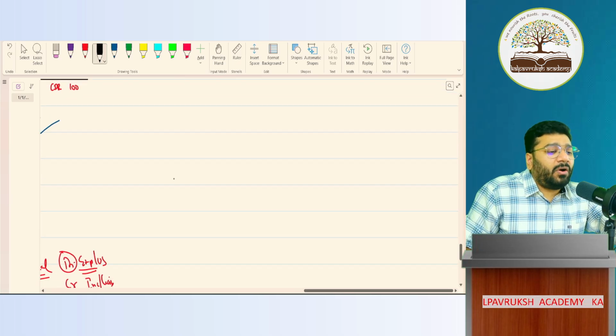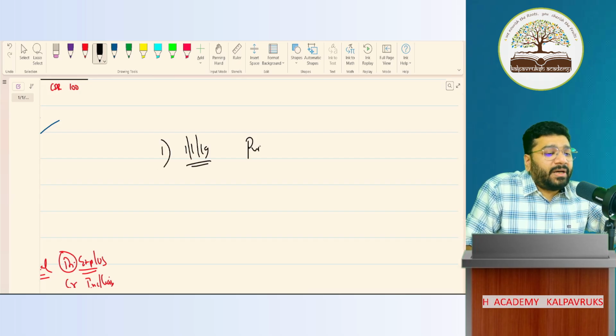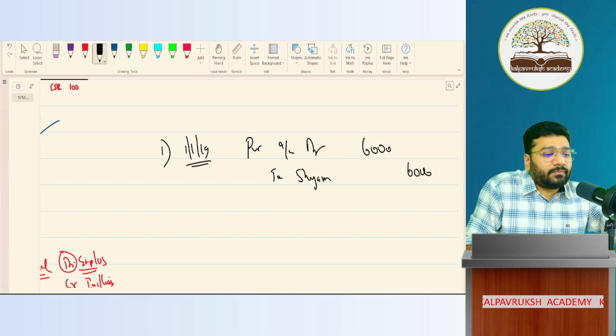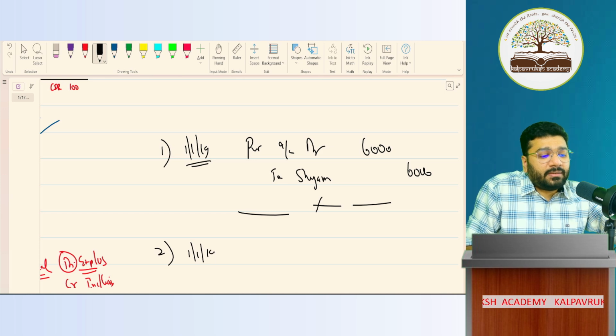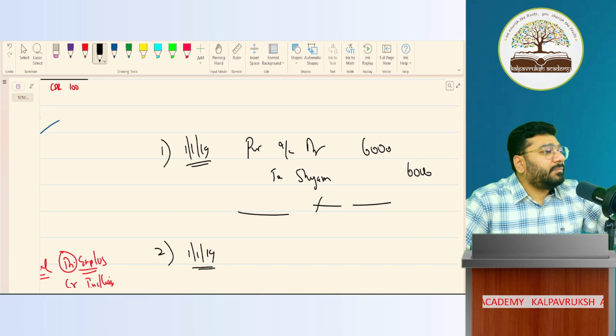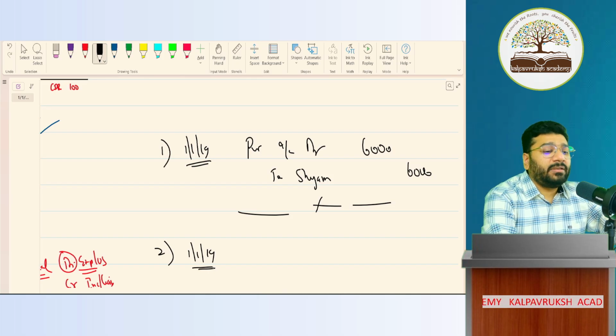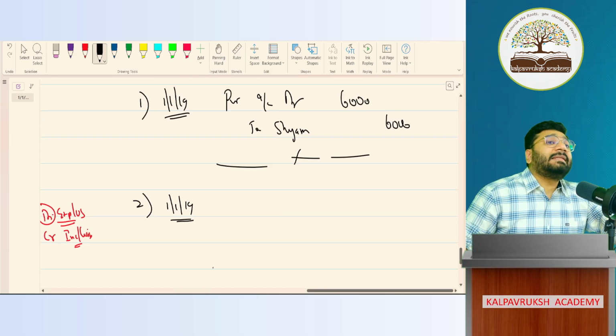Tell me the first entry on the date of purchase, 1/1/19. Purchase account debit to Sham. How much? 6,000. Then on the same day, a bill is sent by Sham to Mohan, which Mohan has accepted. The bill value is worth 5,900.